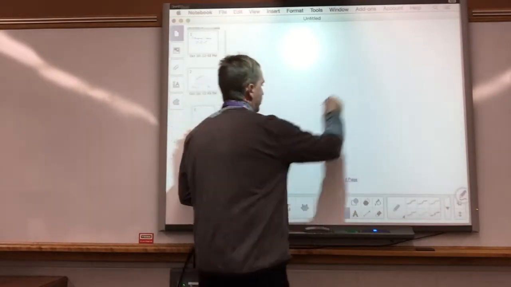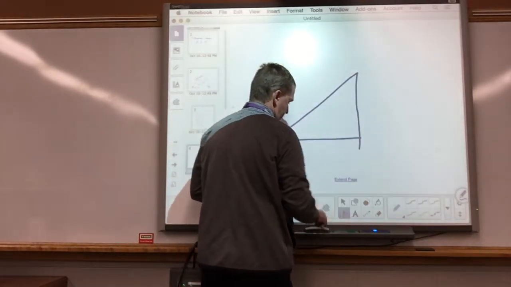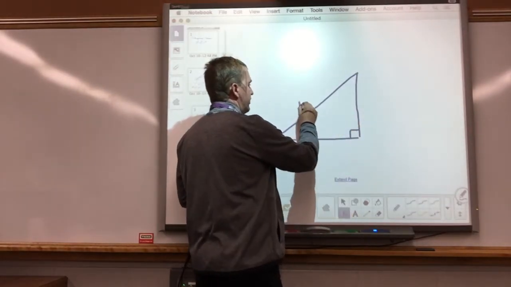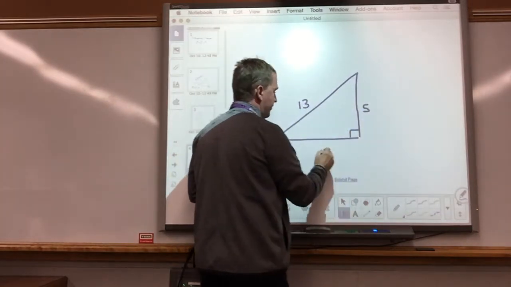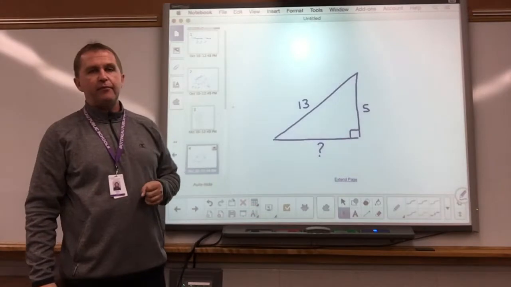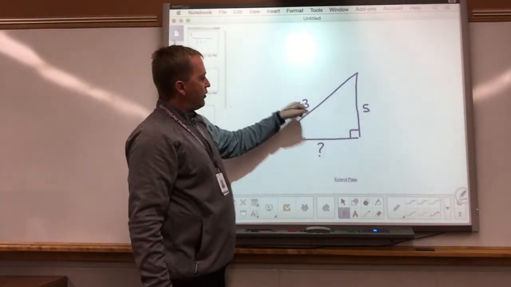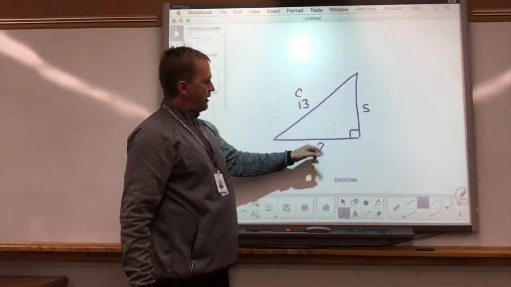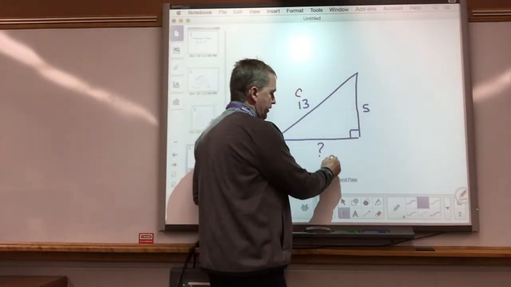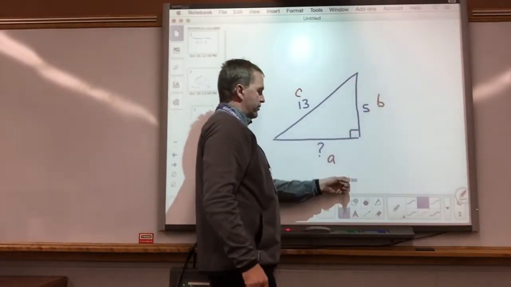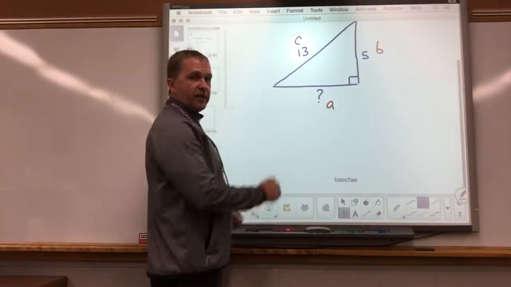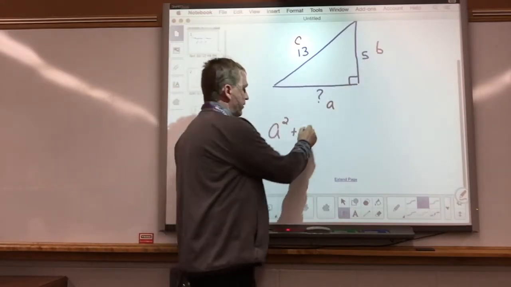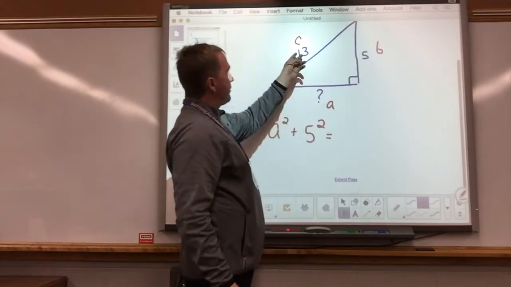Let's take a look at a second example here. Again, I'm going to draw a right triangle. The right angle is here. We're going to let this be 13, and we're going to say that this is 5. And we'd like to know this side. In this case, we know the hypotenuse is 13. Remember, the hypotenuse always has to be C. And these can be A and B in any order, so let's just call this one A and this one B. We don't know the side A, so I will say A squared plus the other side, which I know to be 5 squared, equals 13 squared.